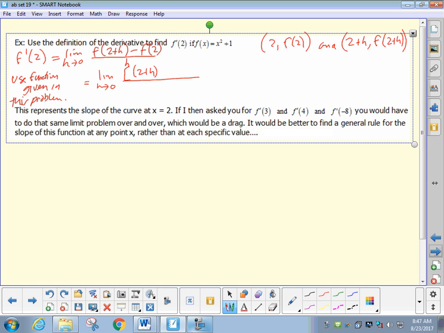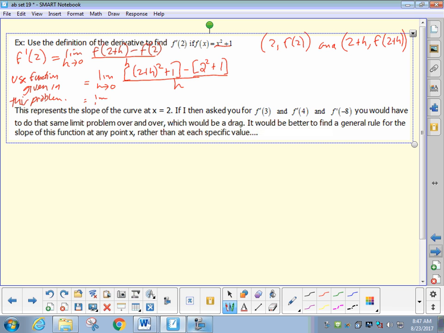So that would be 2 plus h squared plus 1. Wouldn't you agree that's f of x plus h? Putting x plus h into the function in x's place. Minus f of 2. That means putting 2 into the function in place of x. So that would be 2 squared plus 1, or 5, right? You see what I mean? Here's the function. If you put 2 into the function, you get 2 squared plus 1. And all over h.